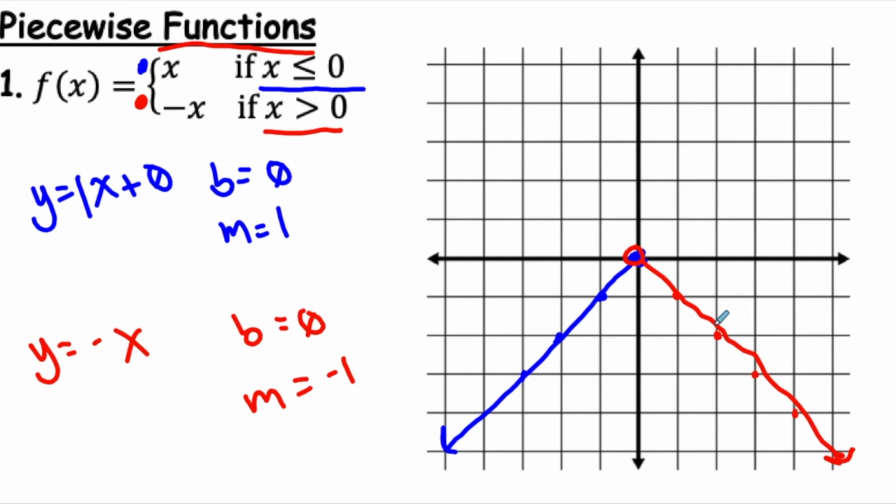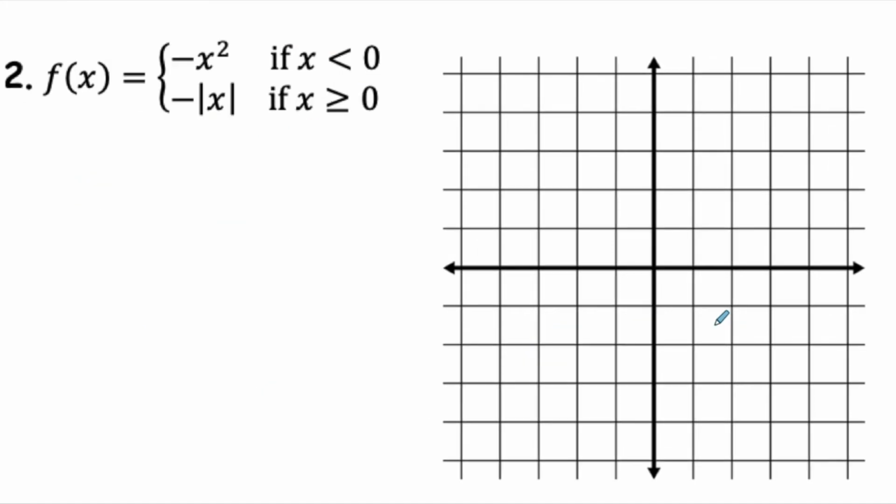Okay, so this is what we're going to do when we're graphing piecewise functions. We are going to graph the entire function of negative x squared, and the entire function of negative absolute value of x, and then we'll erase the stuff that we don't need.